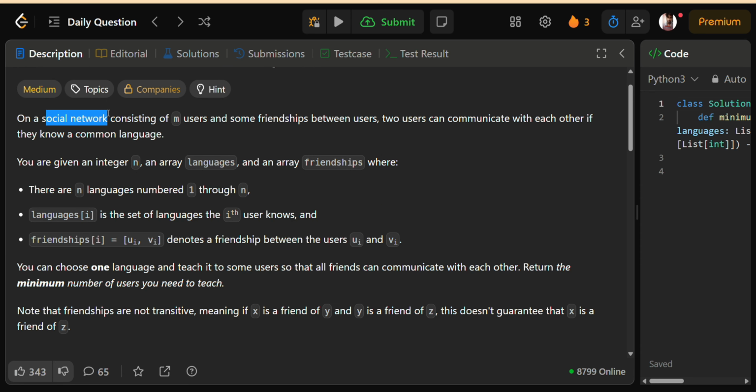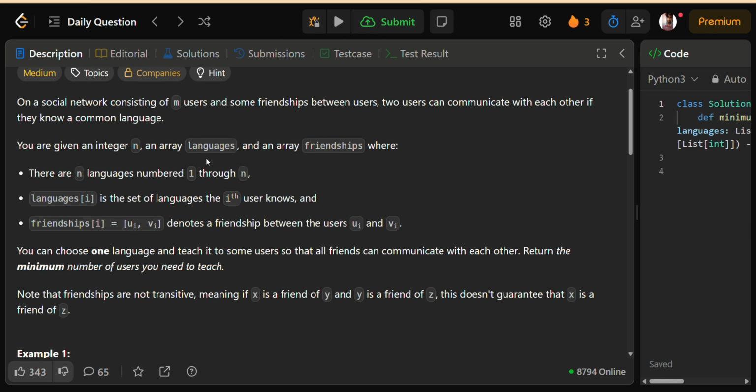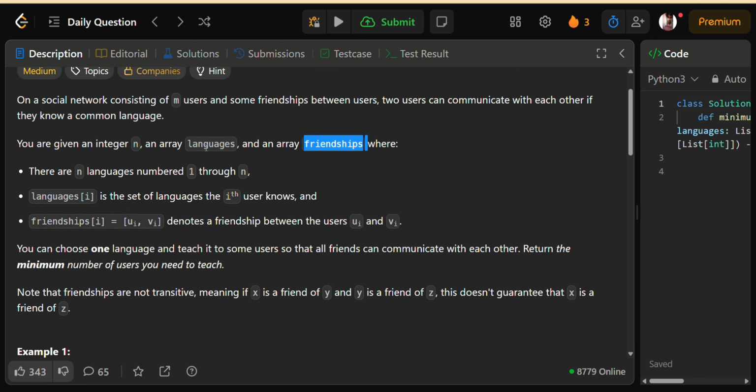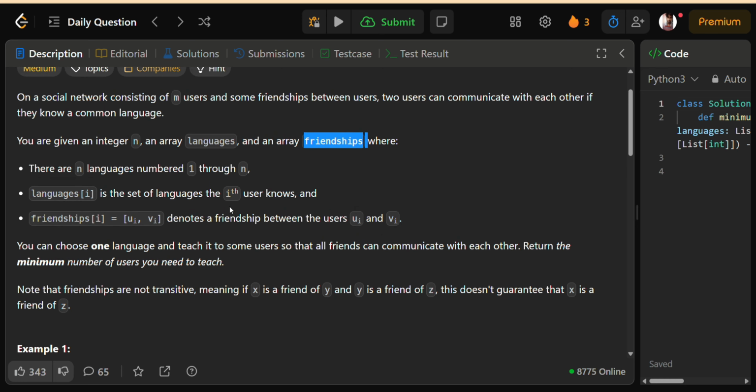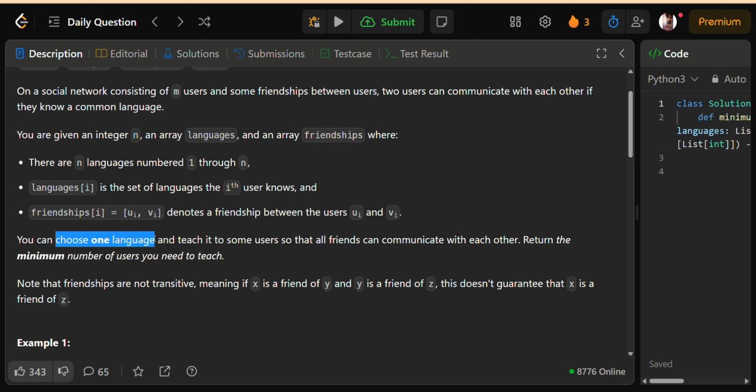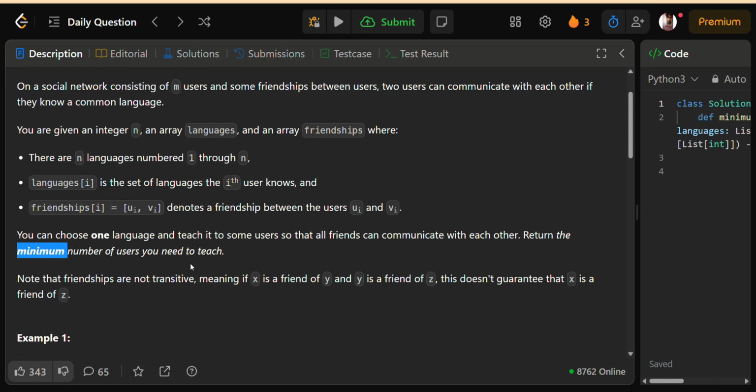So let's start with the problem itself. We're given a social network with multiple users. Each user can speak one or more languages, and friendships exist between certain pairs of users. Two users can communicate only if they have at least one common language. If they don't share any common language, then there's a communication gap. The task is, we are allowed to choose one language and teach it to some users. The goal is to teach the minimum number of users such that all friendships become valid, meaning every friendship pair is able to communicate with each other.